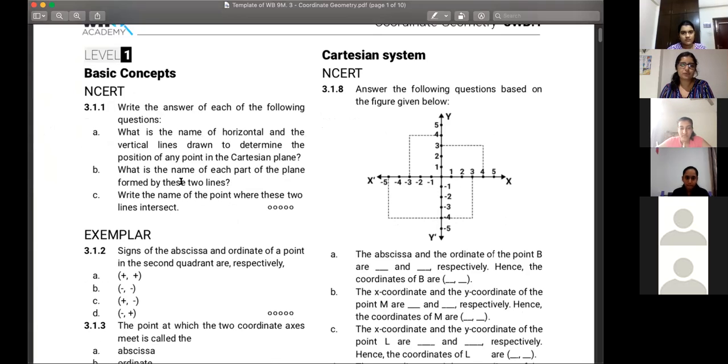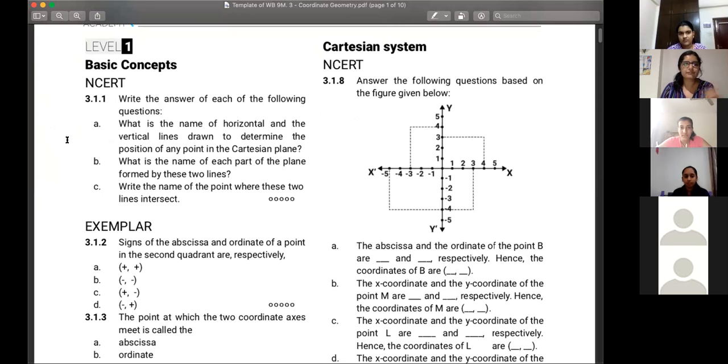Okay. So question number 1. The first question, Suhani, this is yours. What is the name of the horizontal and vertical lines drawn to determine the position of any point? X-axis and Y-axis. Very good. They're called axes. Horizontal and vertical is X and Y.